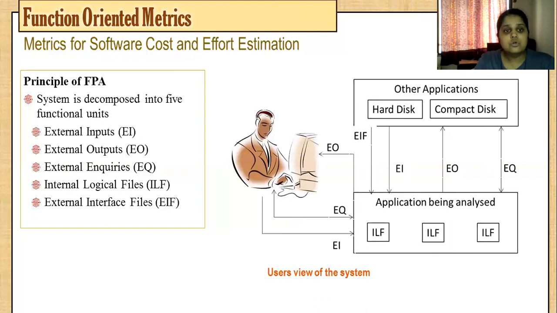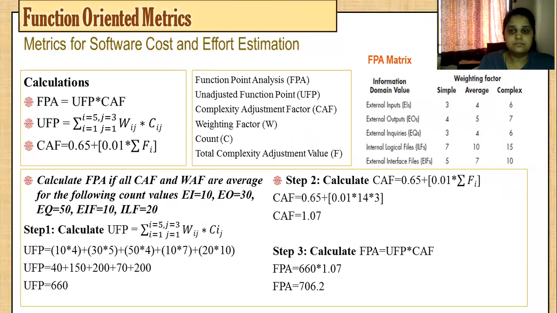Okay, so now let us start calculation of function oriented metrics. Now function point metrics is FPA, function point analysis. This is calculated by a product of UFP, the unadjusted function point, and CAF, the complexity adjustment factor. You don't need to go into details of all this. You just need to know the formulas. FPA is equal to UFP into CAF.